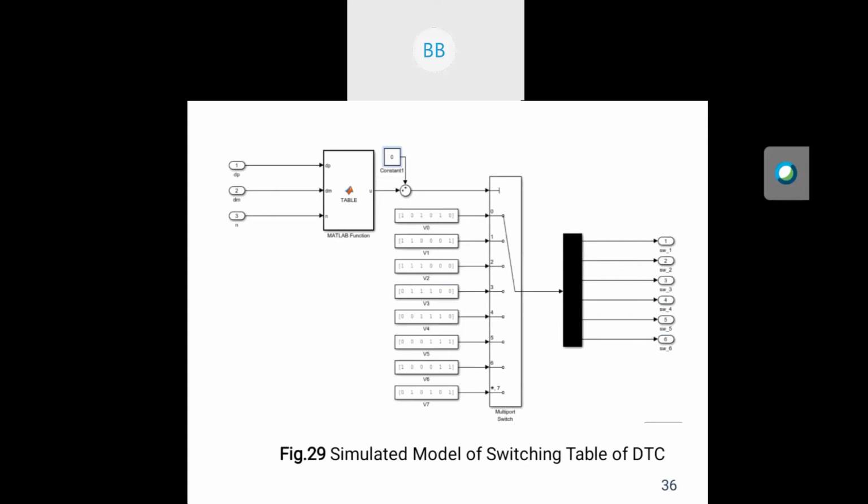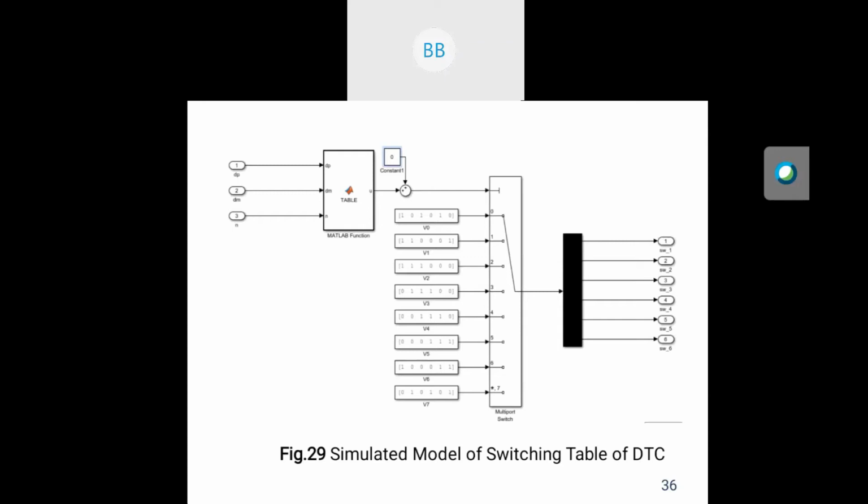Suppose the voltage vector V1 is selected. Then the 6 switches will send pulses to the inverter switches corresponding to the voltage vector V1. That means for each voltage vector, from V0 to V7, there will be six switches. Suppose we select voltage vector V1. Then the coordinate of V1 is 100. That means switch 1 should be turned on, and switches 3 and 5 should be turned off.